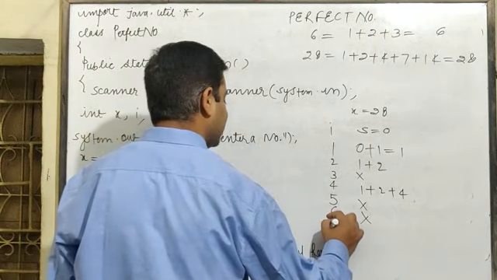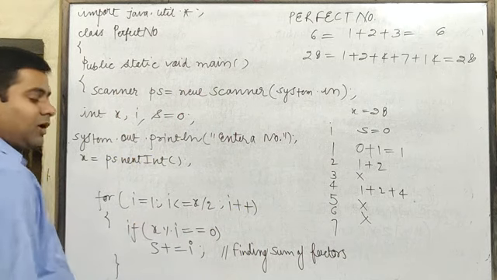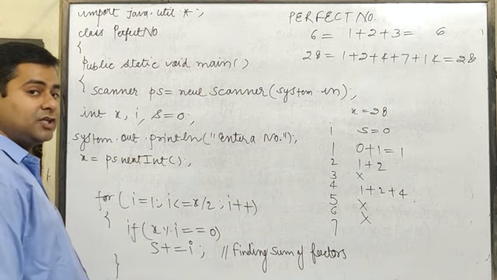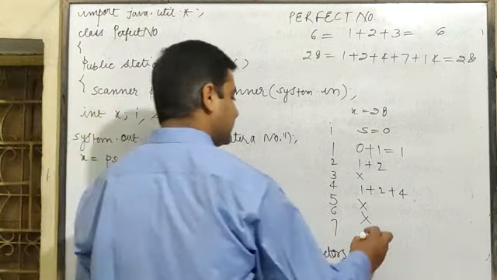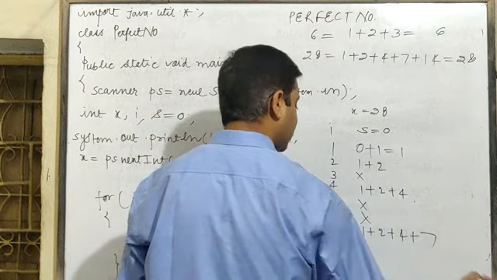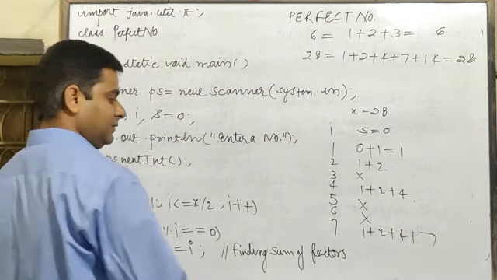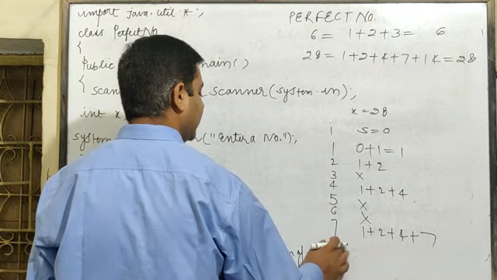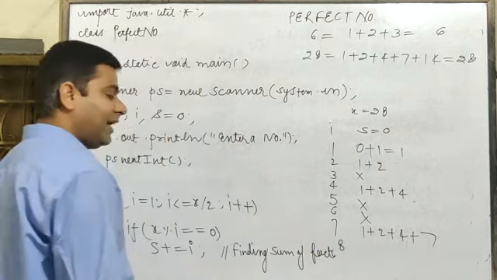i plus plus, what? 7. 7 less than equals to 14? Yes. 28 modulus 7 equals to 0. Condition true, 7 will be added in s. So last time the value of s was 1 plus 2 plus 4, plus now 7 will be added. Now i plus plus, 8. Value of i will be 8.